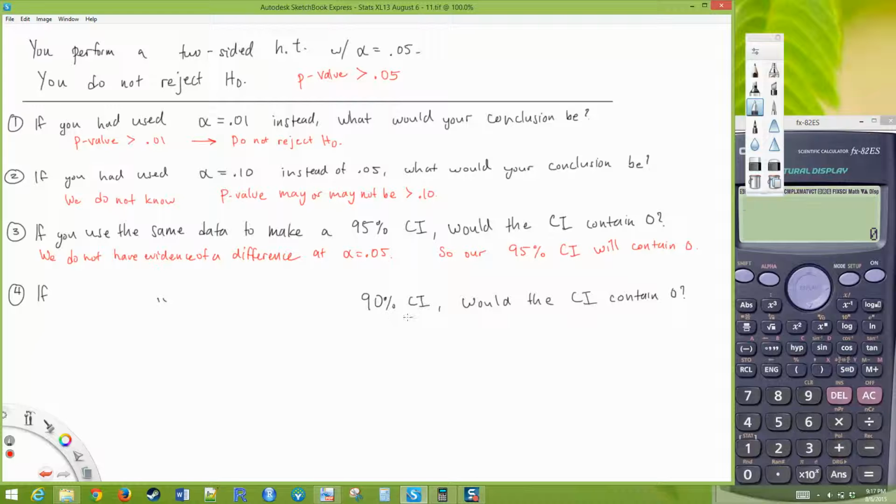And with a 90% confidence interval, that would be equivalent to using alpha equal to 0.10. So we do not know the conclusion, the decision, at alpha equal to 0.10. So we do not know if the 90% CI will contain 0.